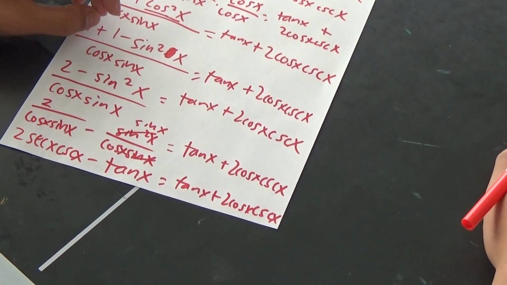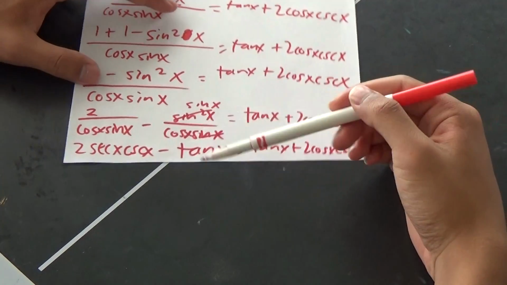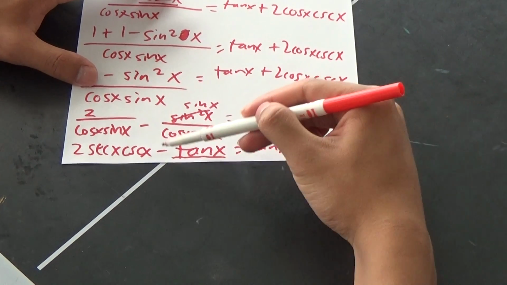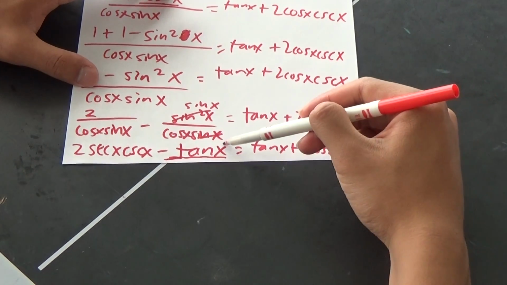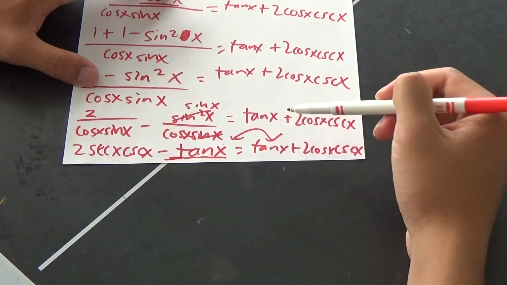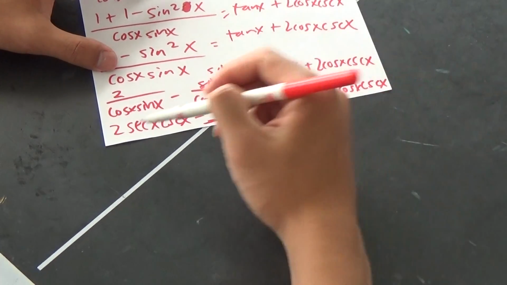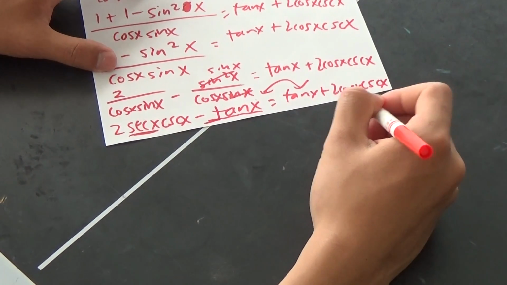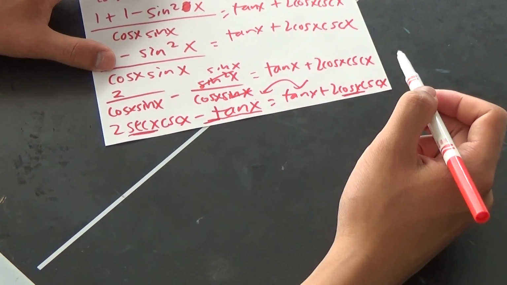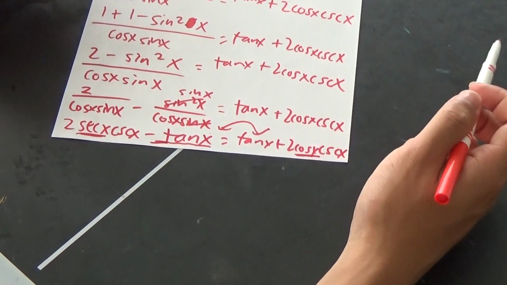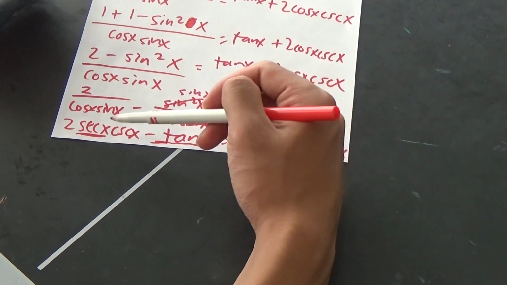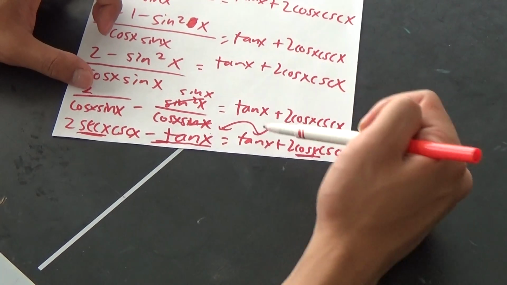Okay. But you see how we have two problems here. First of all, the tangent x is negative in this equation, whereas it's positive here. And another problem is you have a secant in place of a cosine. And I don't know about you, but I have no idea how to rearrange this or fix this to get to there.